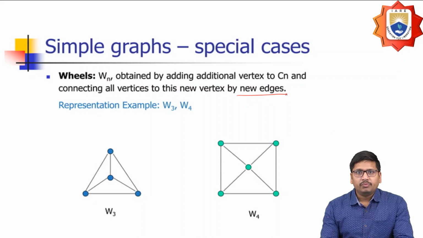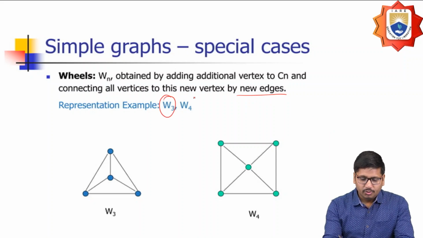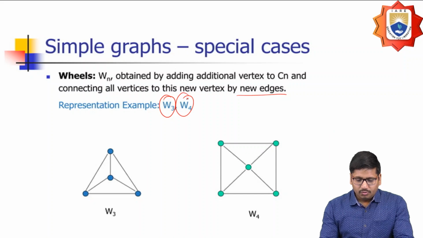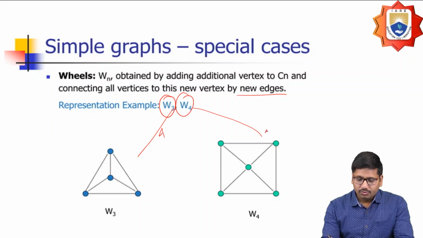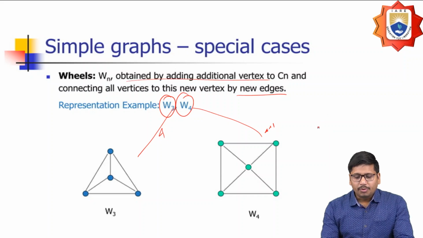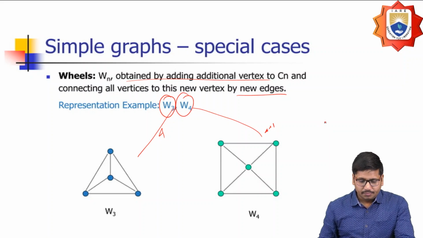So these wheels are going to be represented as W3 and then W4. So what should W3 be? There exists a wheel with number of vertices plus 1, so 4 vertices are going to be there in order for a wheel to exist, and for W4 it is 5, so I get 4 plus 1. So the wheels can be obtained by adding an additional vertex to Cn and connecting all the vertices to the new vertex by new edges.